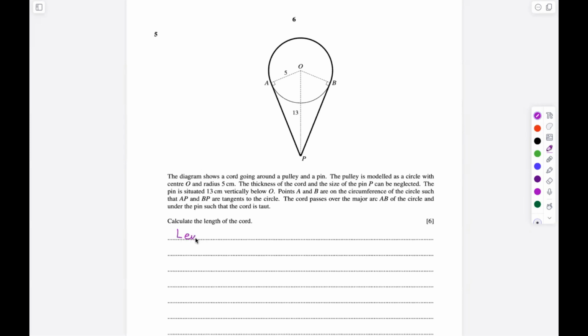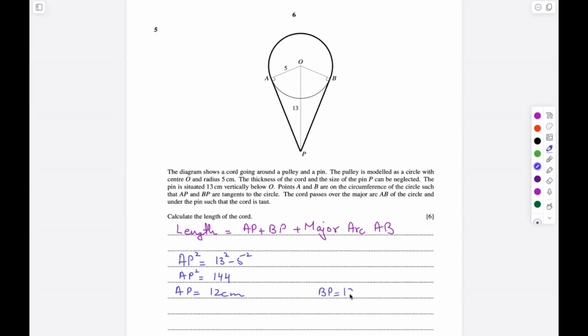Now, the length of the cord basically consists of 3 lengths. One of them is the length of AP and the length of BP, which will both be equal. And the third is the arc length of the major arc AB. In the first step, to find the length of AP, we can apply the Pythagoras theorem. As it is a right angle triangle, AP squared will be equal to 13 squared minus 5 squared, which is 169 minus 25, which is 144. So AP will be 12 centimeters. As AP and BP are equal in length, BP will also be 12 centimeters.